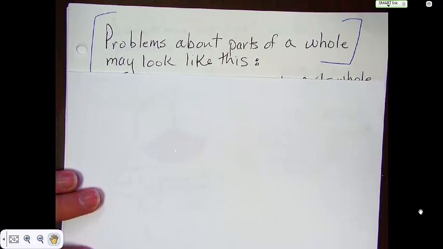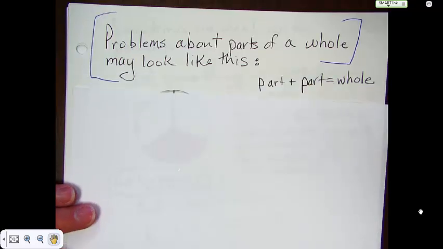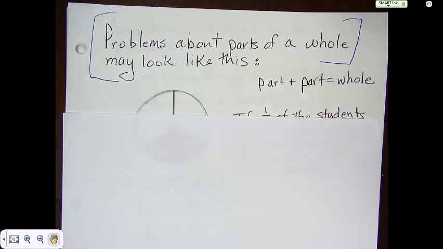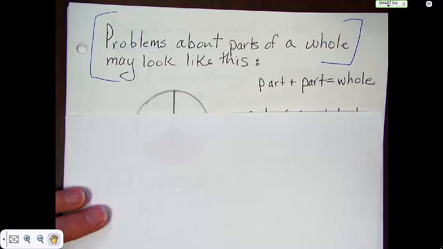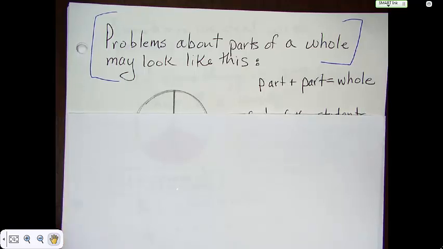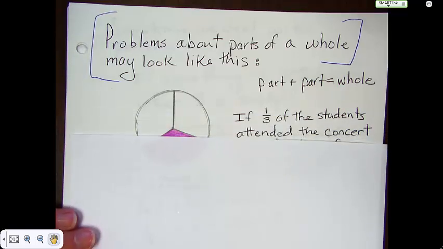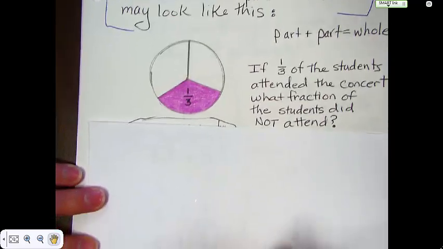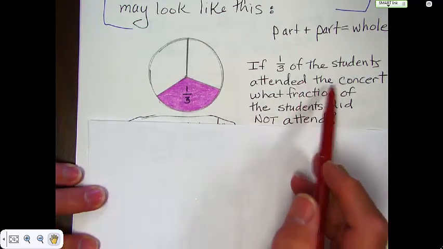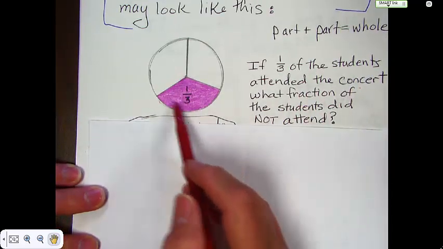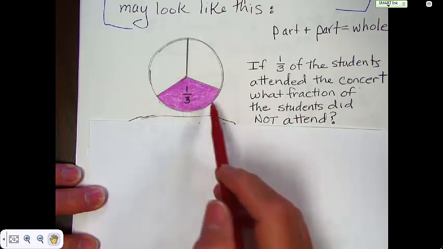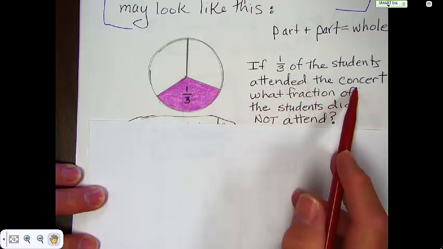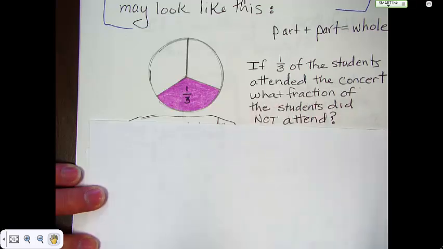Problems about parts of a whole may look like this. Okay? Part plus part equals whole. So, like I said before, half a glass plus half a glass equals a whole glass. Okay? If 1/3 of the students in this school attended the concert, 1/3 right here, I made a nice little circle graph. If 1/3 attended the concert, what fraction did not?